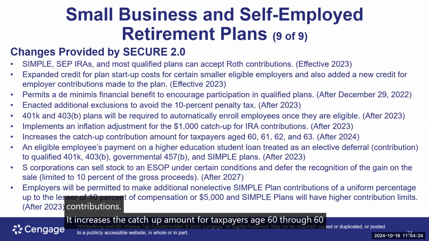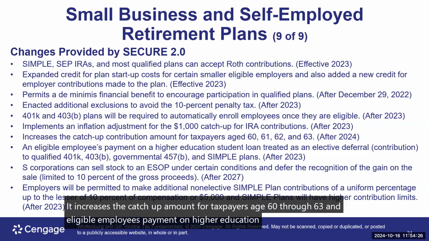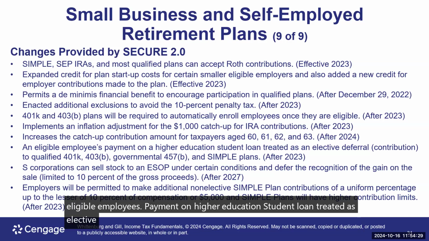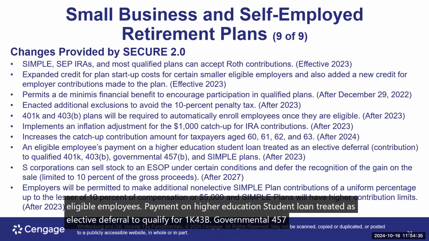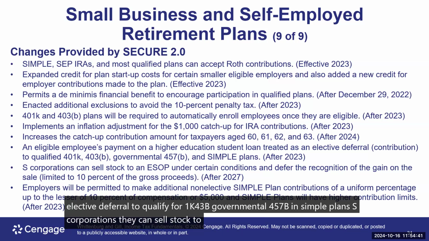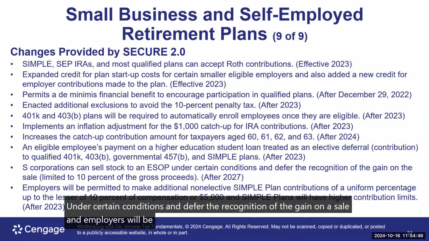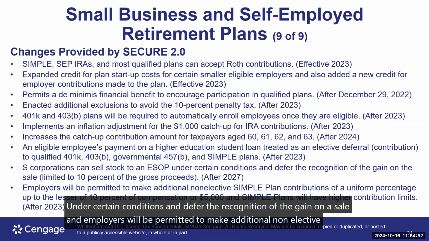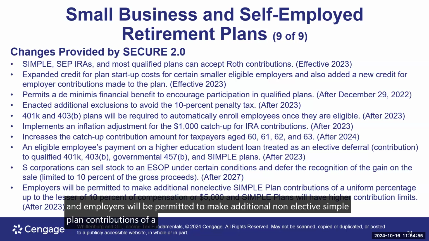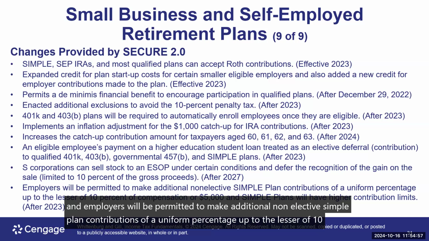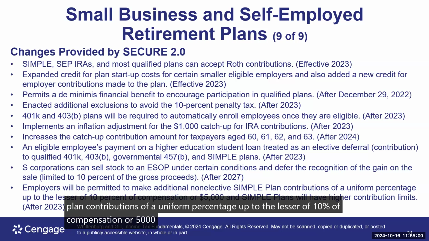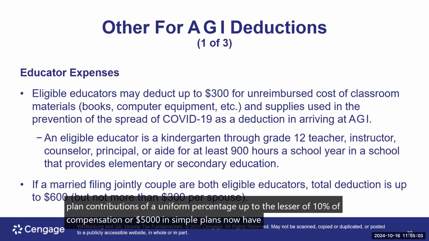And eligible employees' payment on higher education student loans is treated as an elective deferral to qualify for a 401(k), 403(b), governmental 457(b), and simple plans. S corporations can sell stock to an employee stock ownership plan under certain conditions and defer the recognition of the gain on the sale. And employers will be permitted to make additional non-elective simple plan contributions of a uniform percentage up to the lesser of 10% of compensation or $5,000. And simple plans now have higher contribution limits.